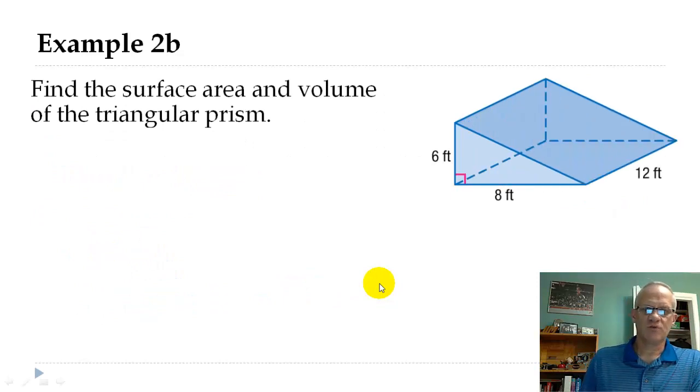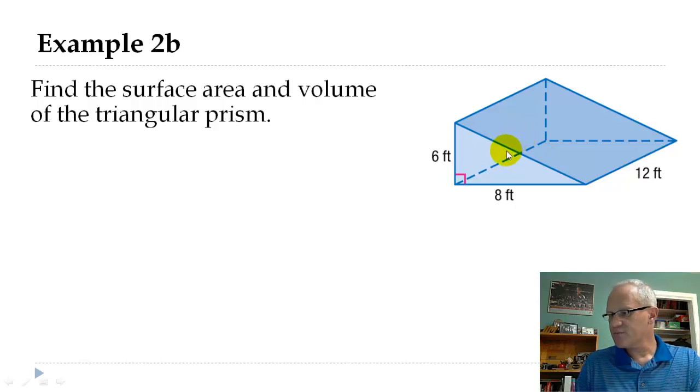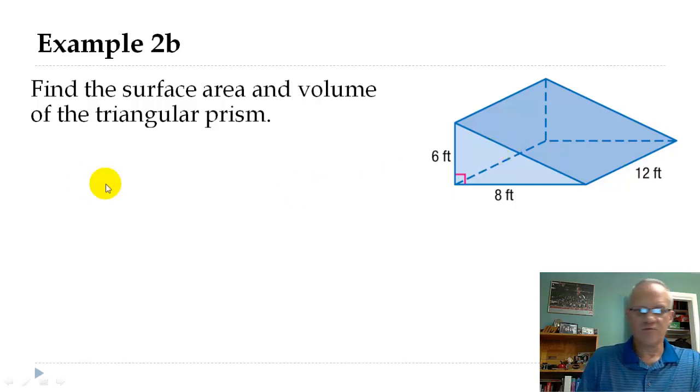Let's look at this triangular prism. Now this prism doesn't look like the prism I showed you with the different formulas, but we're still going to use the formula for prisms. Okay? So the prism formula for surface area is big P times H plus 2 times big B. If you remember, big P was the perimeter of the base.